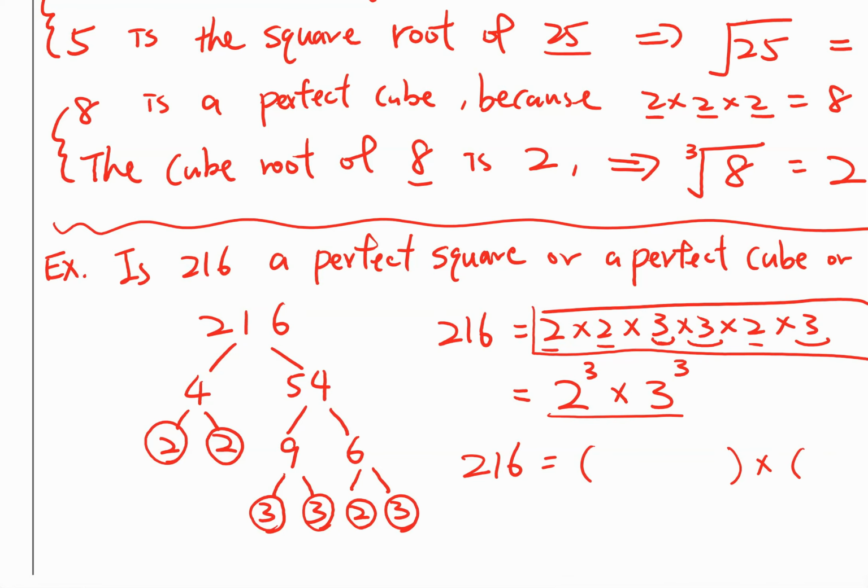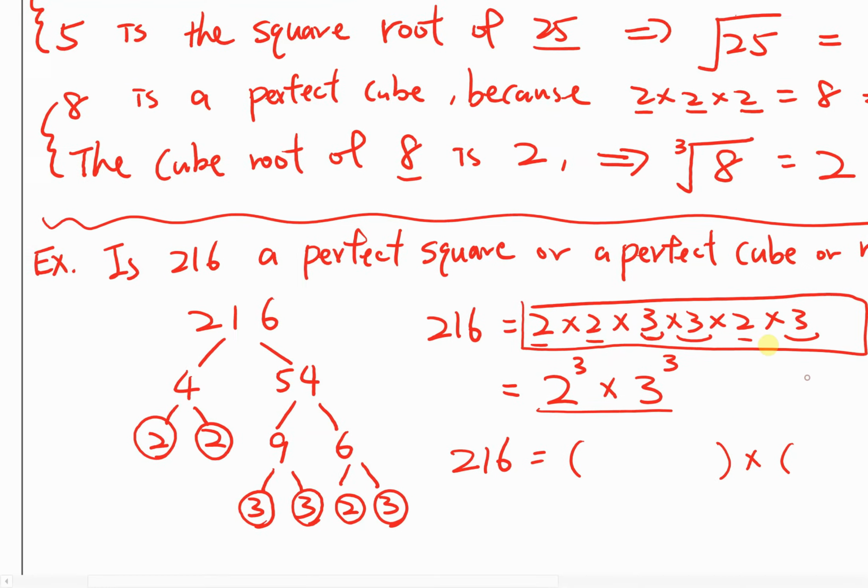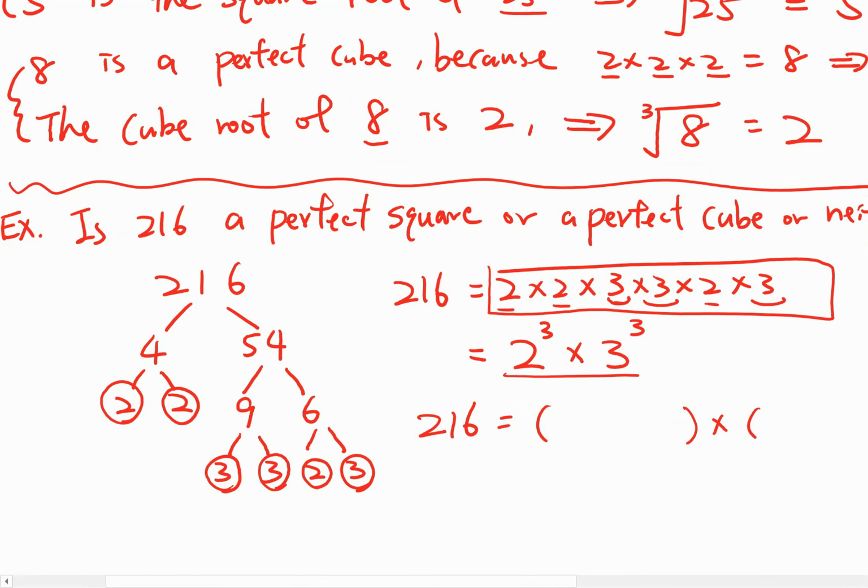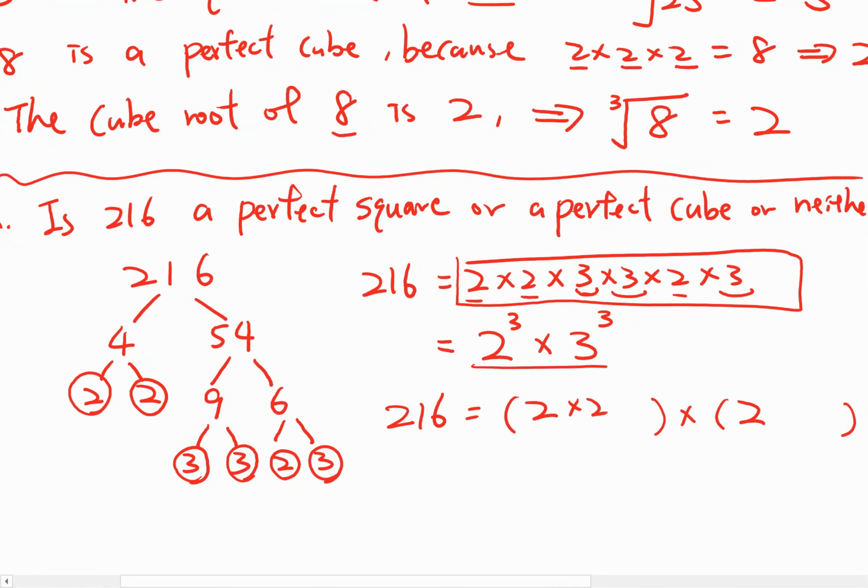So we know that 216 will not be a perfect square, because we can't fit it into 2 equal brackets. I mean, you can put 1 2 here and 1 2 here, but you got one extra 2. No matter where you place it, let's say we put it here, but we don't have any more 2's to put into the second set of brackets. So then, not a perfect square.